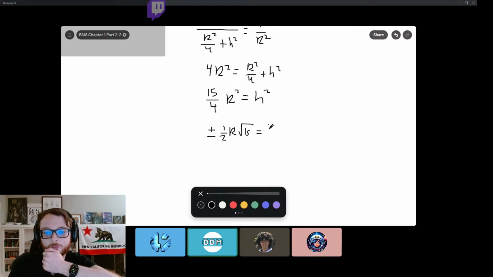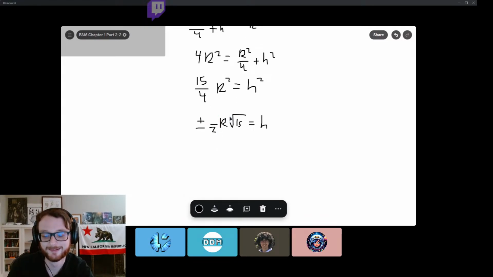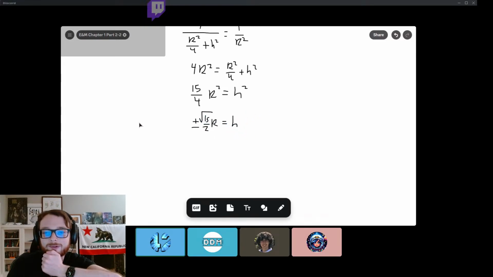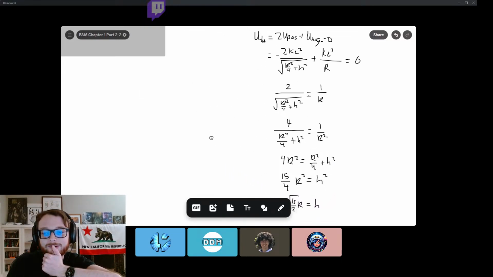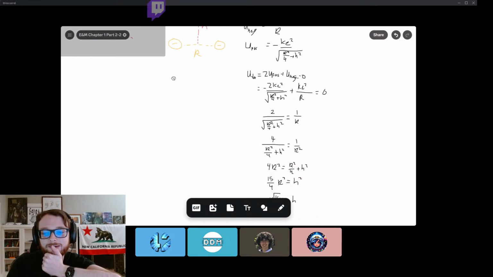A terrible order to write things in, but root 15 over 2r? It's a number. Or why not? Not in love with it, but okay.